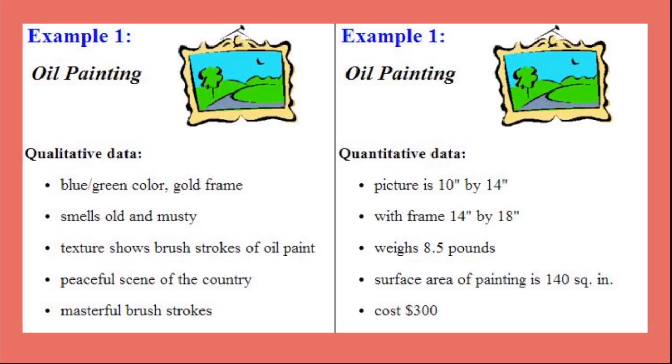Quantitative research versus qualitative research. Quantitative data focuses on the colors. How is the smell, the texture, what they feel when looking at it. But qualitative looks at how big it is, the weight and the cost. So qualitative is much harder to find out than qualitative.